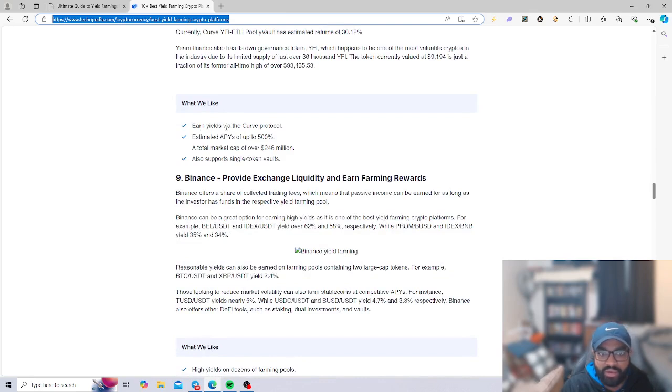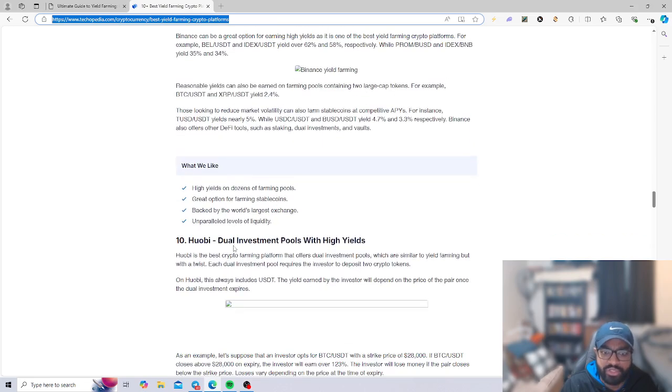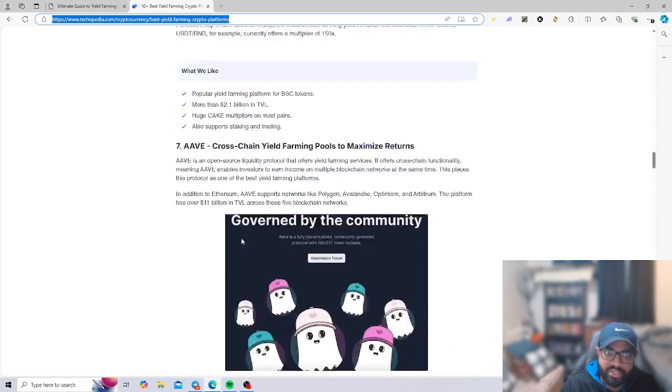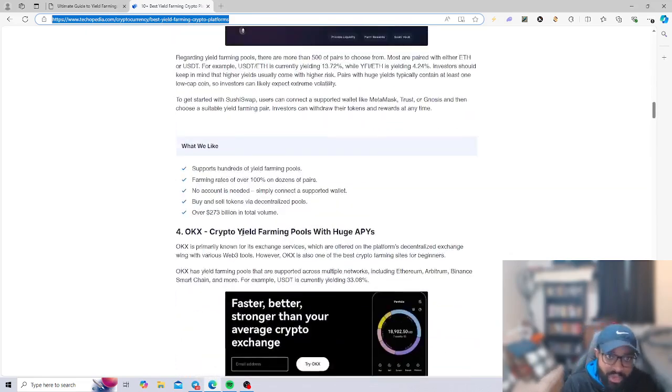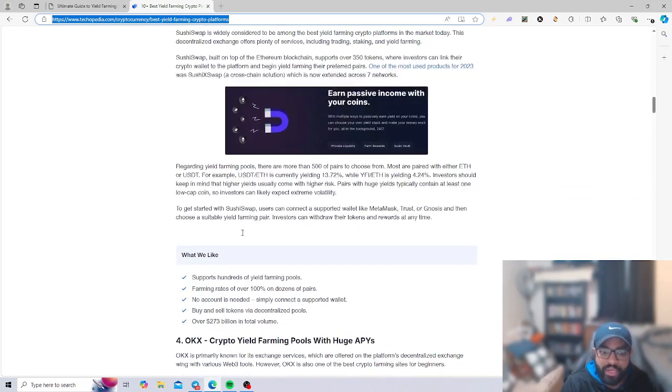It says earn yields via Curve Protocol, estimated APYs up to 500%, with a total market cap of $246 million. So it shows you some of the benefits you would get from interacting with these particular networks, and the feedback as far as the common consensus on the platform.